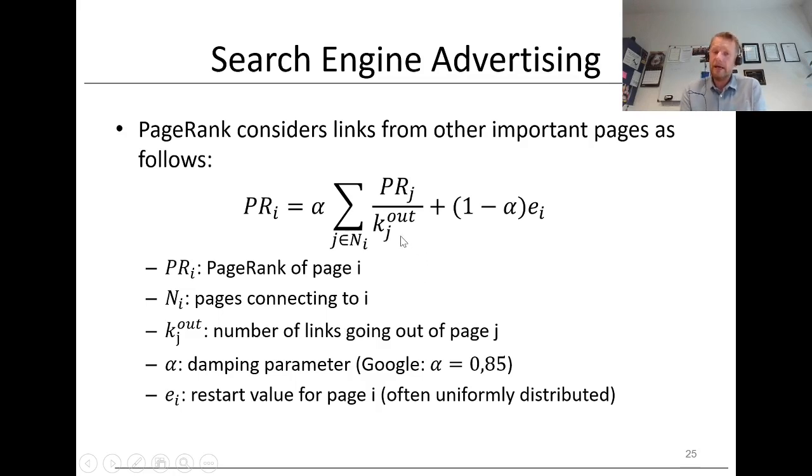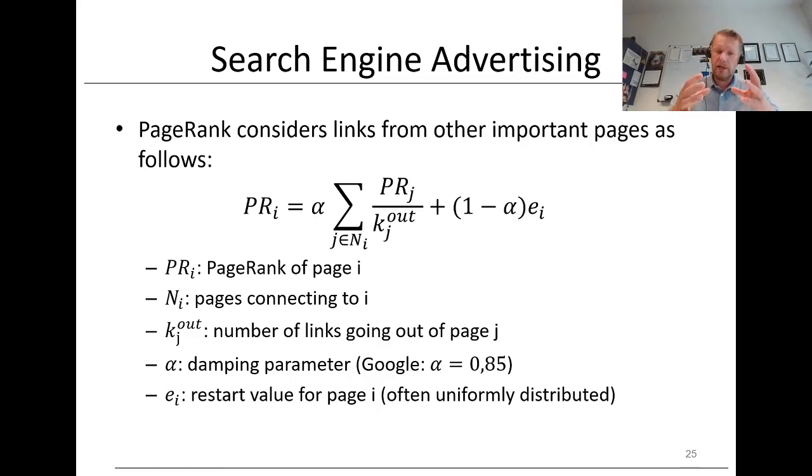Obviously, we want the number of links going out of page J to be limited, right? If page J has lots of outgoing links, it would decrease the PageRank of page I. But if page J only has a few, or only one outgoing link, it will have a big impact on the PageRank of page I. Plus 1 minus alpha times E_I. So basically, what is alpha? Alpha is a damping parameter, which Google sets by default to 85%.